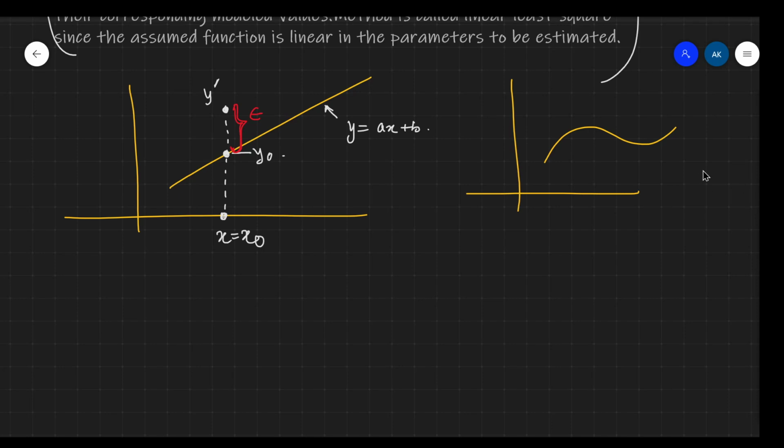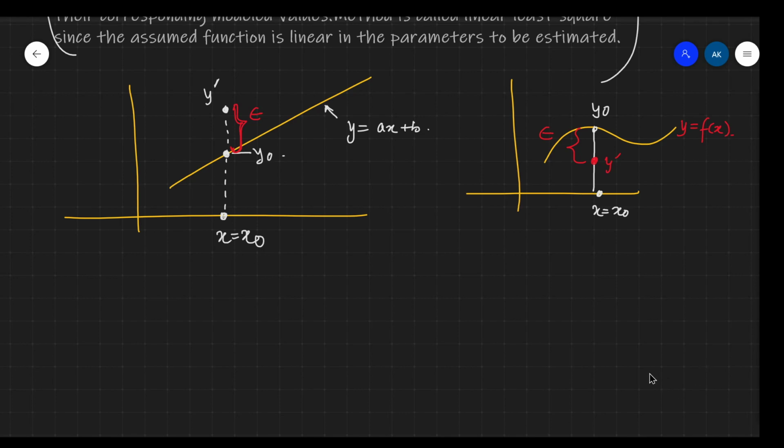Similarly over here, if for some x equal to x naught you are getting some y naught, and our value of y prime is here. It is not compulsory that this y prime has to be up. That's why I'm showing it over here as below. So this thing is known as error. This is y = f(x).